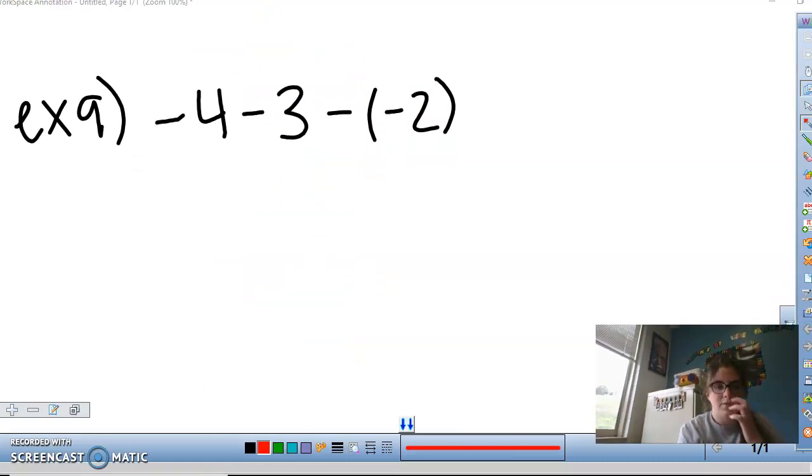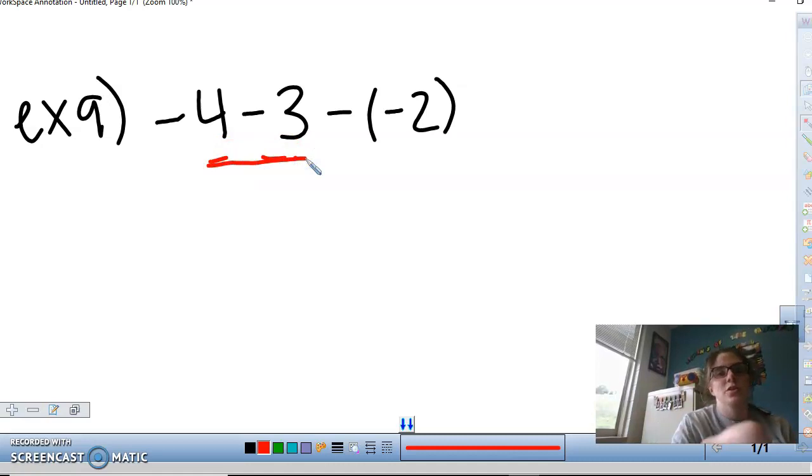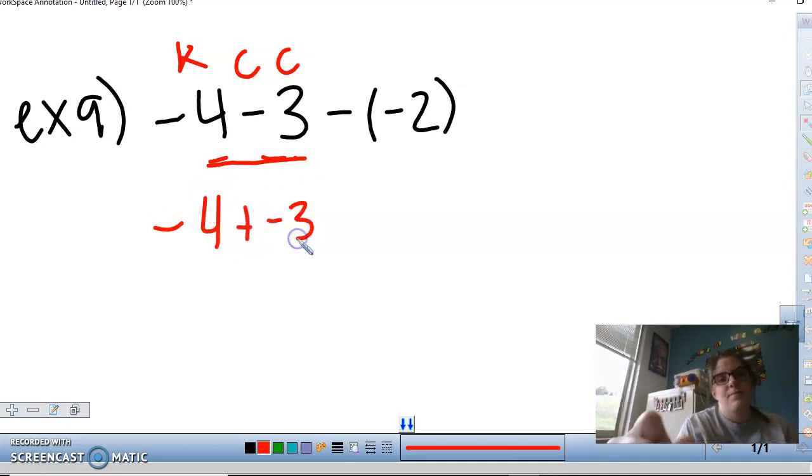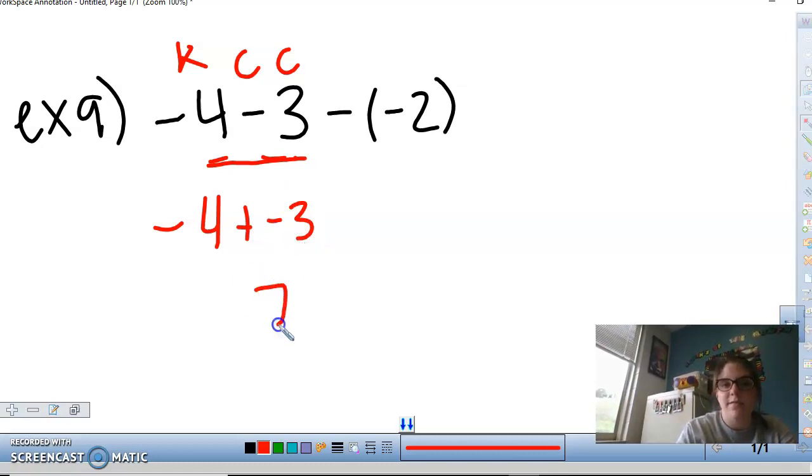All right, now we're to the ones where we have 3 numbers. So these ones, you always have to do the first 2 of them first, and then you can do the last one. So let's look at just this part. I have -4 minus 3, so I'm going to keep, change, change. So now I'm going to have -4 plus a -3. I can see that these are the same sign, so I know I'm going to add them together. So 4 plus 3 is 7, and then I'm going to keep the sign, which is negative.